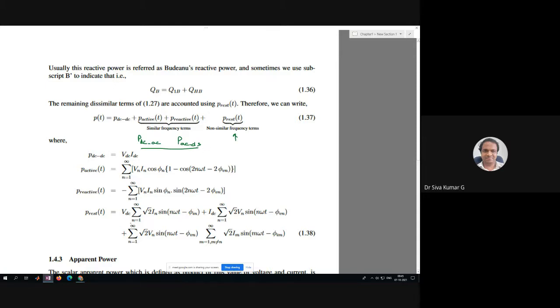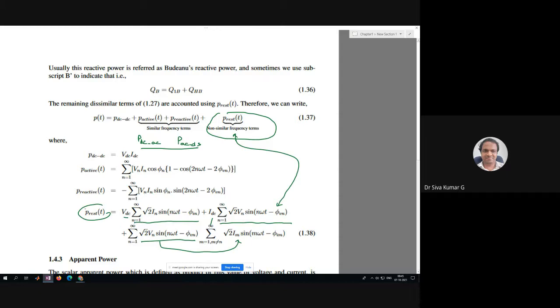They have made this into the P rest, the non-similar frequency components. See, if you see this equation, we get the DC voltage interacting with the current, and the IDC current is interacting with the AC voltage. Here we have the dissimilar frequencies, AC voltage interacting with the AC currents. This is the P rest.